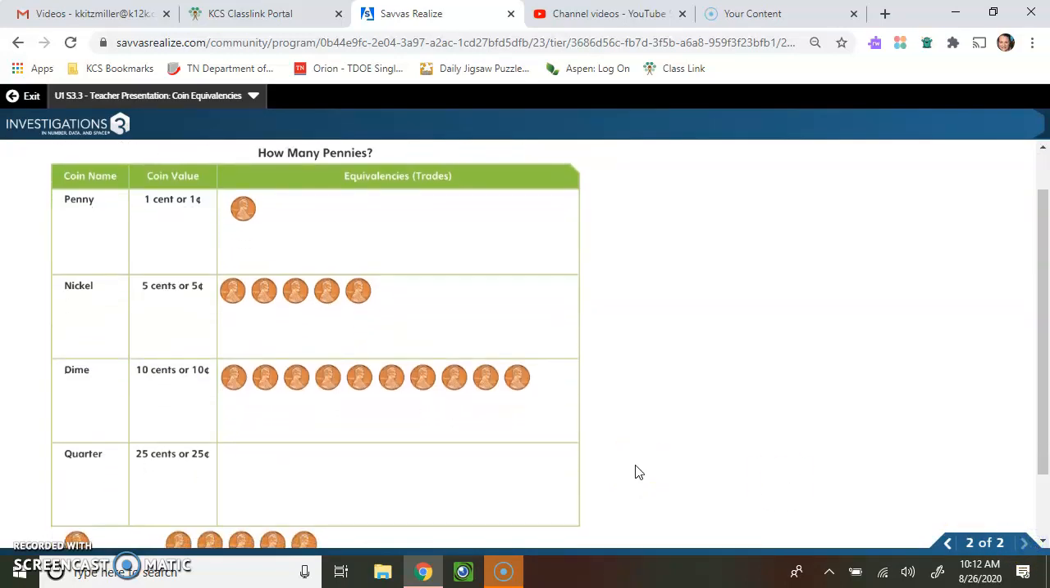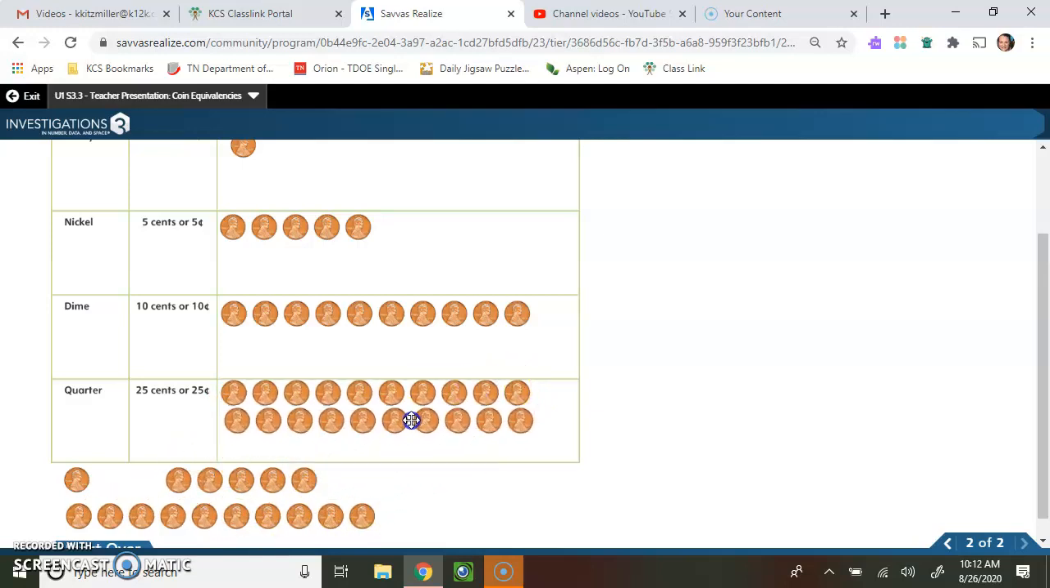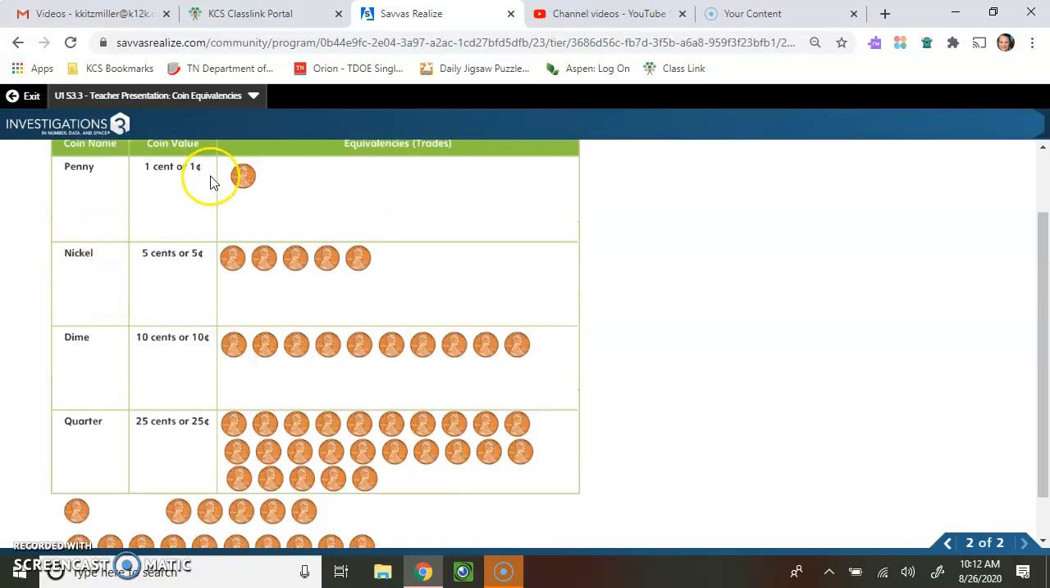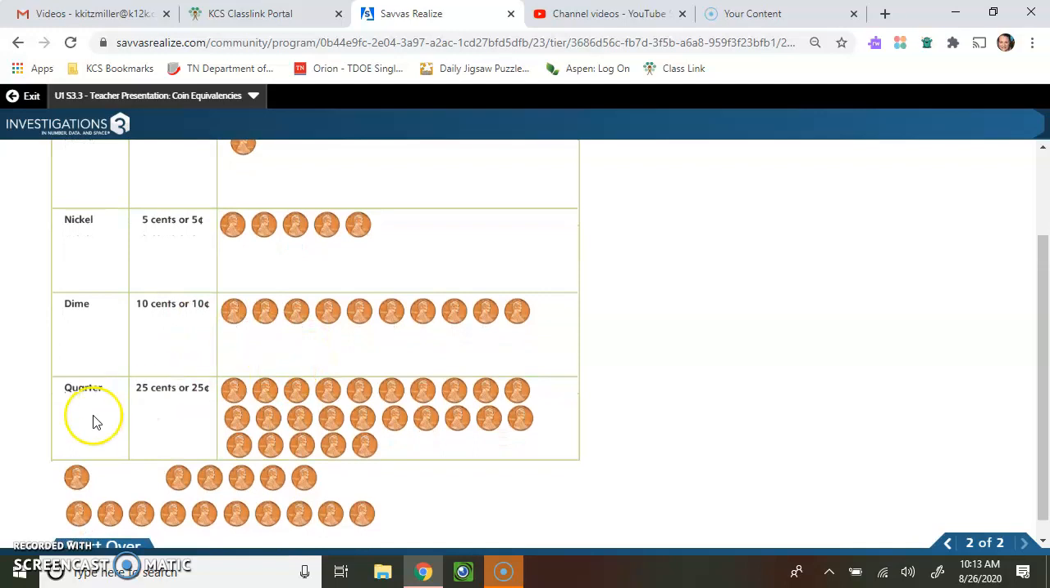So let's come back over here. So we have our last coin, which is a quarter, worth 25 cents. How many pennies is a quarter worth? Good, 25 pennies. There's 10, 20, 25 pennies. So a penny, 1 cent, it's worth 1 penny. A nickel, 5 cents, worth 5 pennies. A dime, 10 cents, worth 10 pennies. And a quarter, 25 cents, worth 25 pennies.